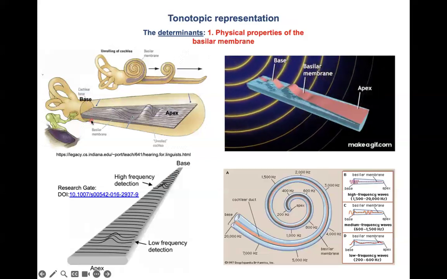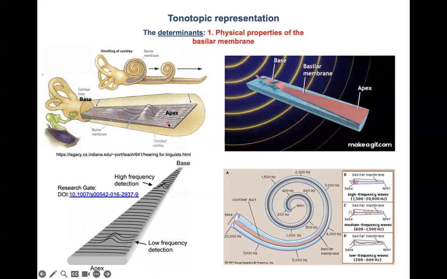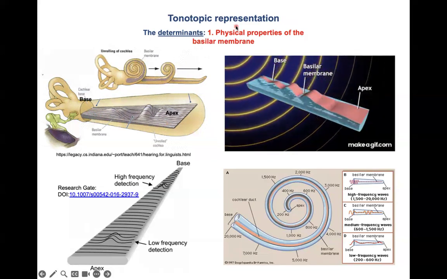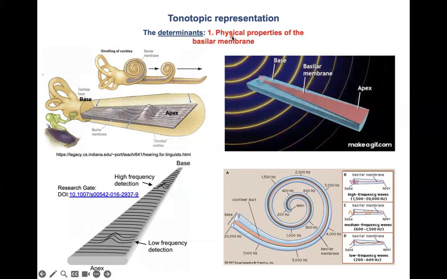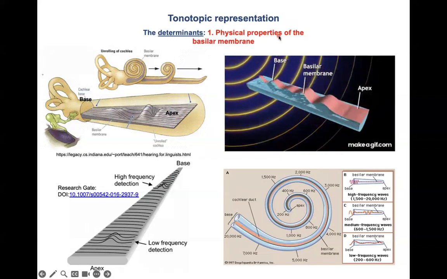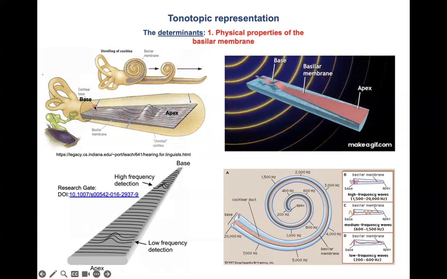So, the separation of the sound frequencies along the basilar membrane is known as tonotopic representation. The determinants are, first, physical properties, and second, neural encoding, as we will see in the following slides. But we will start off with the physical properties of the basilar membrane. Here we have the base, and here we have the apex.